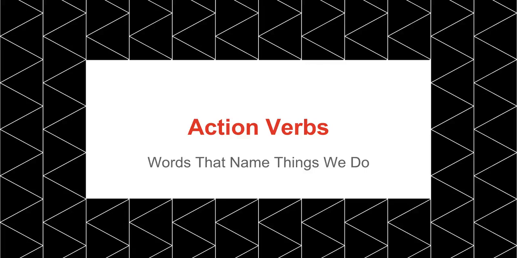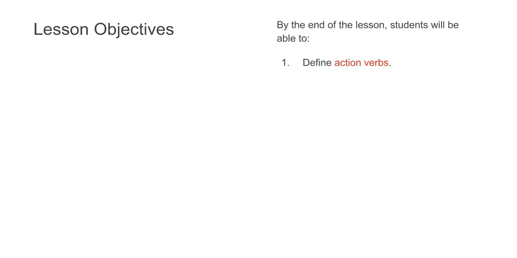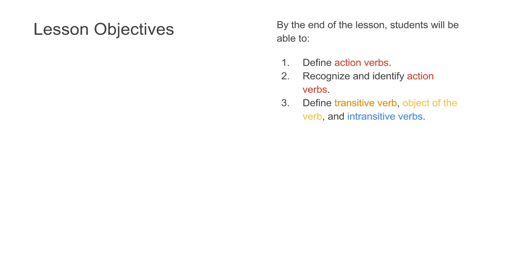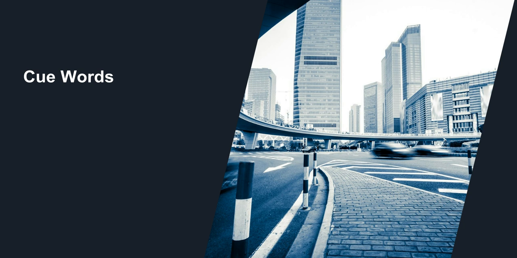This grammar lesson is all about action verbs, which are words that name things we do. So by the end of this lesson, you will be able to define action verbs, recognize and identify action verbs in sentences, define transitive verb, object of the verb, and intransitive verbs, and tell the difference between transitive and intransitive verbs. So your cue words are action verb, transitive verb, object of the verb, and intransitive verb.